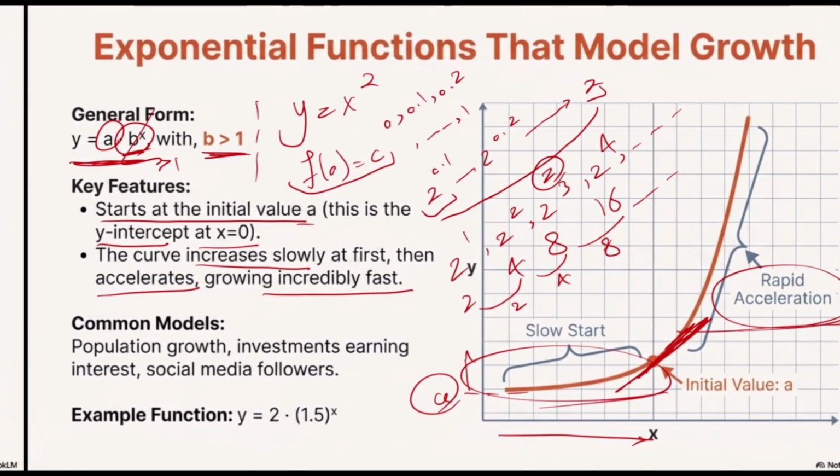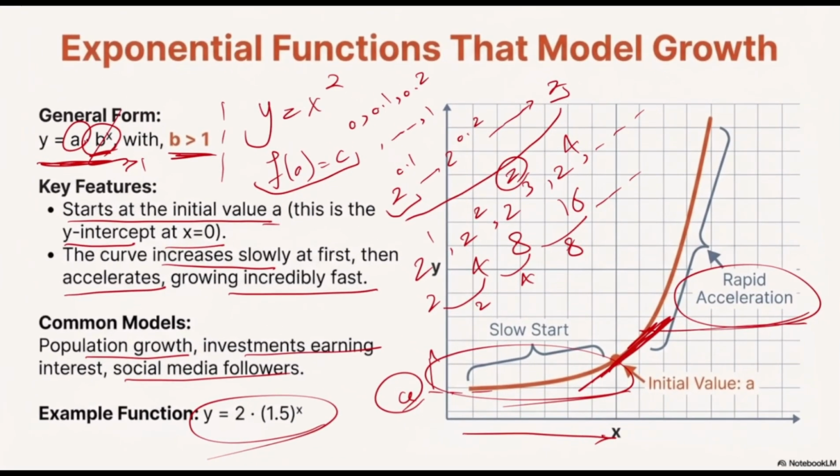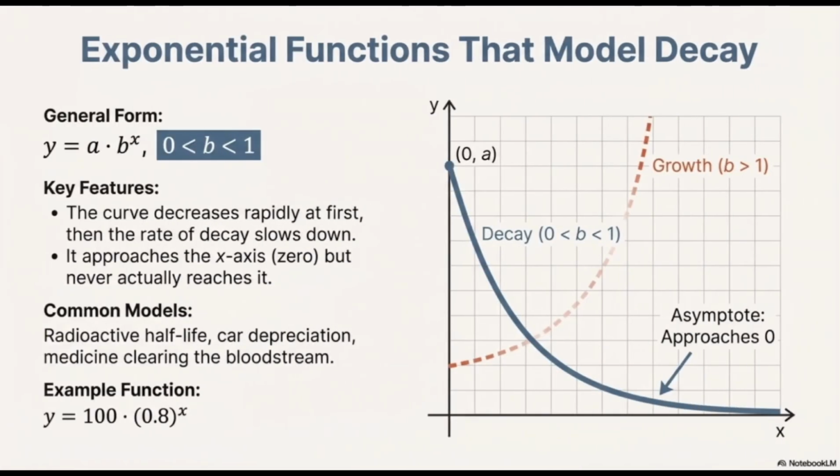So this common model, we can use it. It's about the population growth. That means that we start with something, and based on that, our population is growing based on the factor. Investment earning, social media followers, this kind of example could be a very good one to show you what is happening over there.